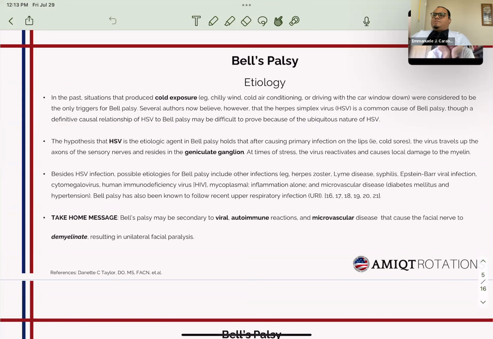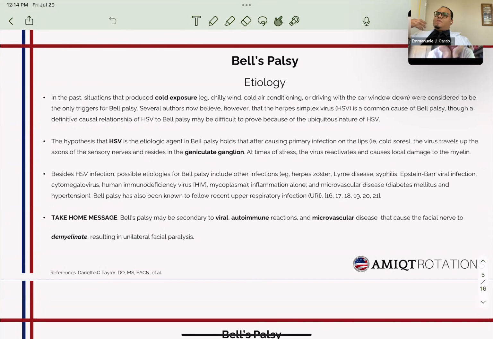Cold exposure was the stressful event that was causing the activation of a virus. In this case, the most common virus that tends to cause Bell's palsy is the herpes simplex virus. This one, if you know from medical school, initially usually infects the area of the mouth, and then when it remits, it goes to the geniculate ganglion and stays over there in a latent form. Now, what happened later?